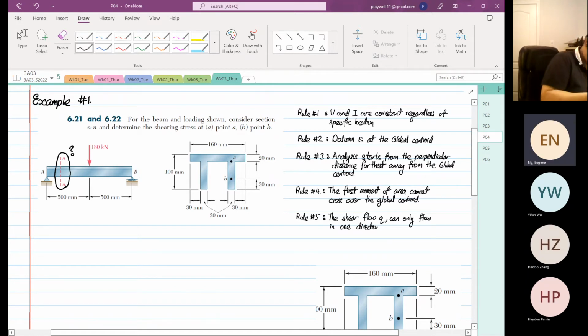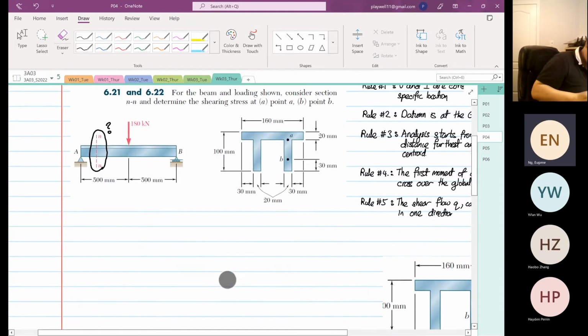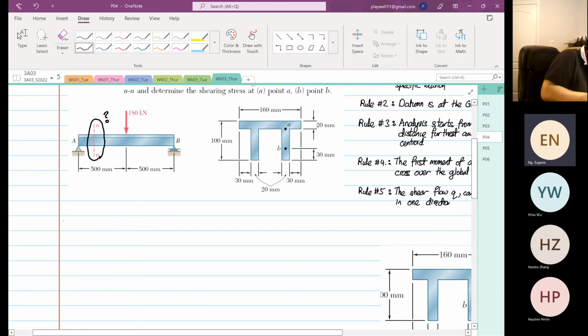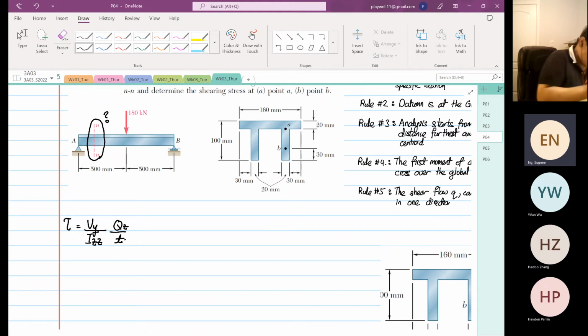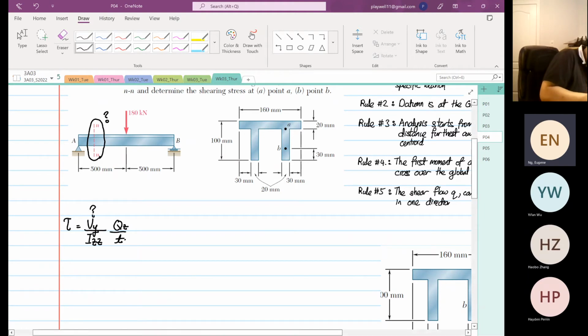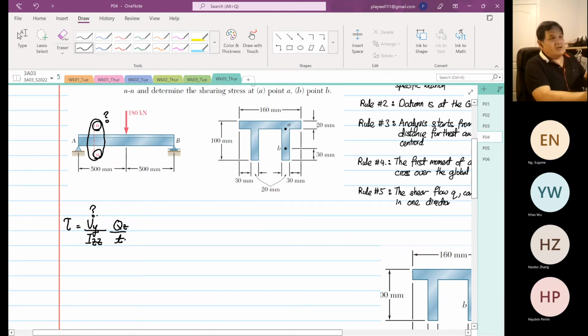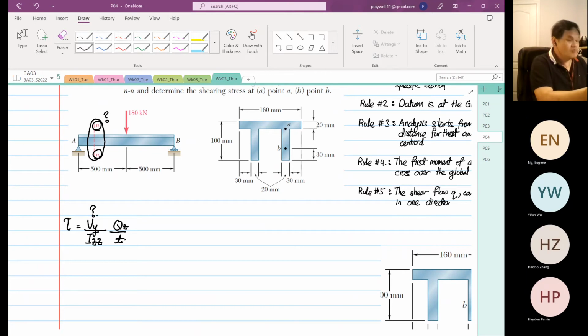So before I go on, the formula that we are going to apply is shear stress is equal to Vy over Izz, Qz divided by t. So this is the formula that we are going to apply, okay? The first thing that we don't know is what Vy is. And not just what Vy is, but where this distance NN is. Is it important to know? We don't know yet.